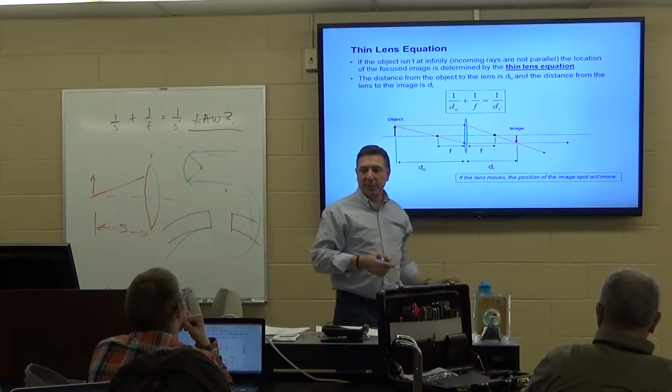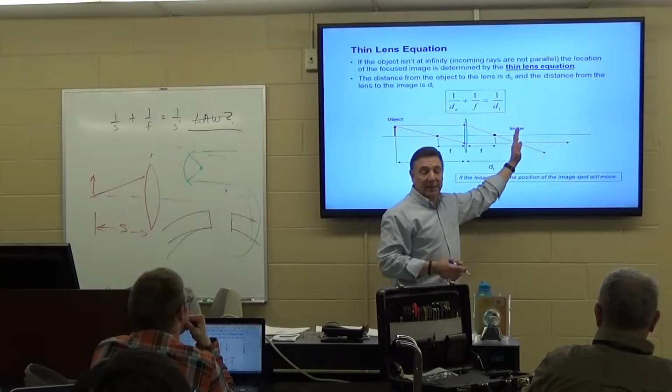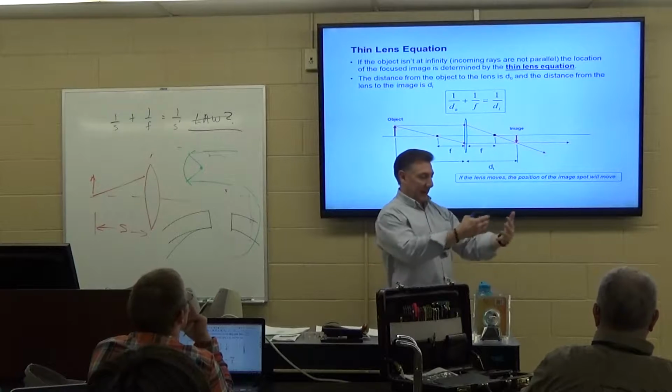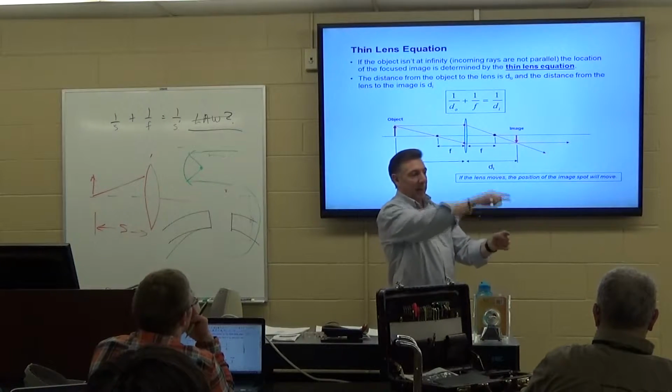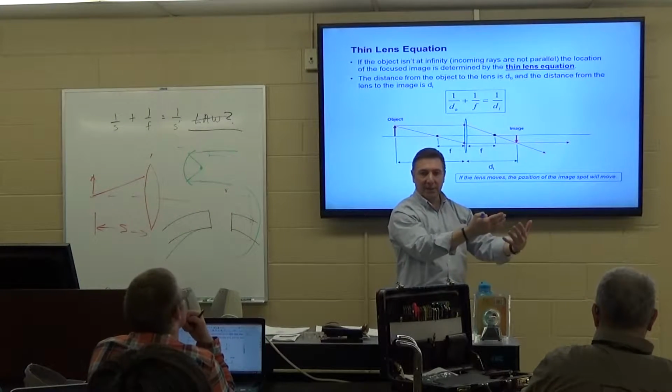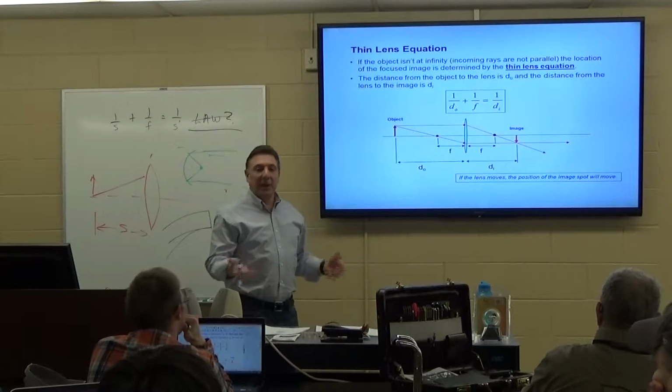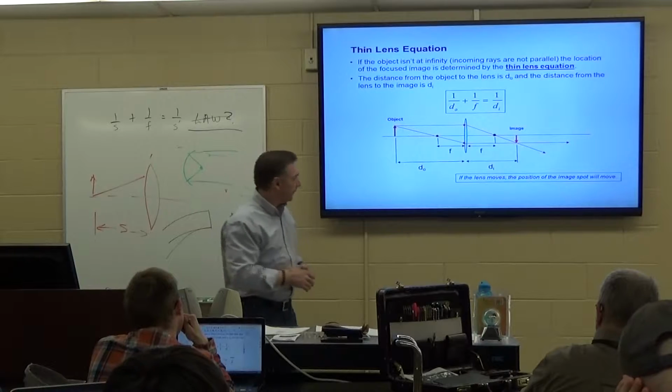How do you see that image? You can't project it onto anything anymore, right? But you can look through the lens and actually see it. And what you look at is a magnified version of the original object. And that's basically a magnifying glass. And you will do this in the lab today.